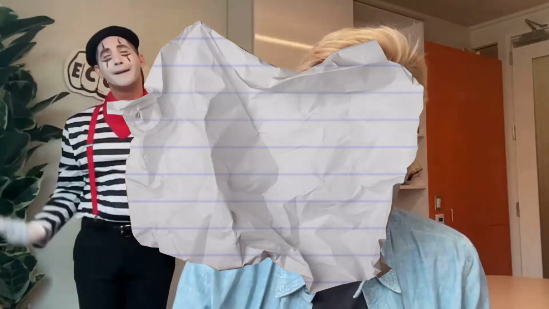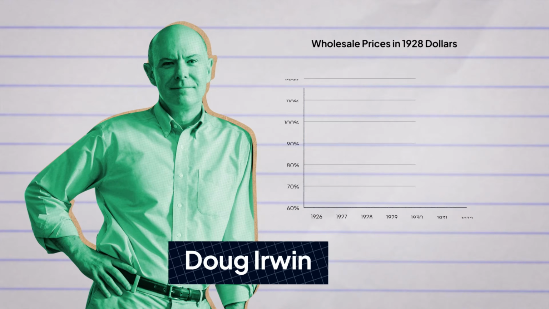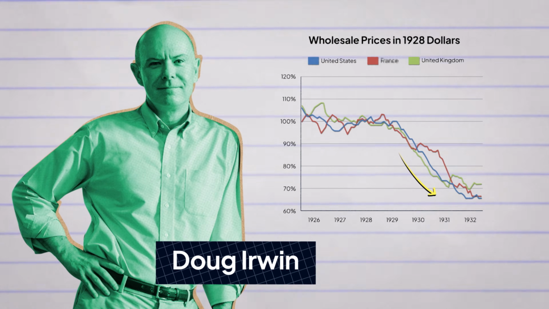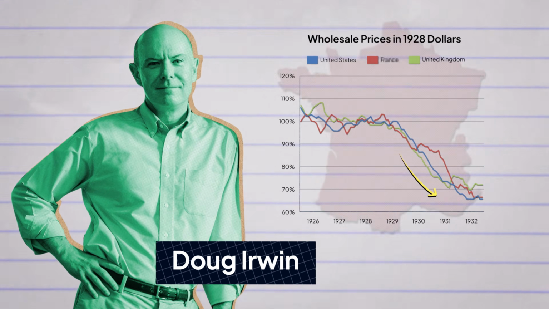Eventually, countries give up and leave the gold standard, and it's only then that they start to recover from the depression. Economist Doug Irwin estimates that 40% of the decline in prices from 1930 to 1931 can be blamed on our unnamed country. So while the Great Depression has many causes, the gold hoarding of this country is definitely a driver, and yet they've dodged blame.